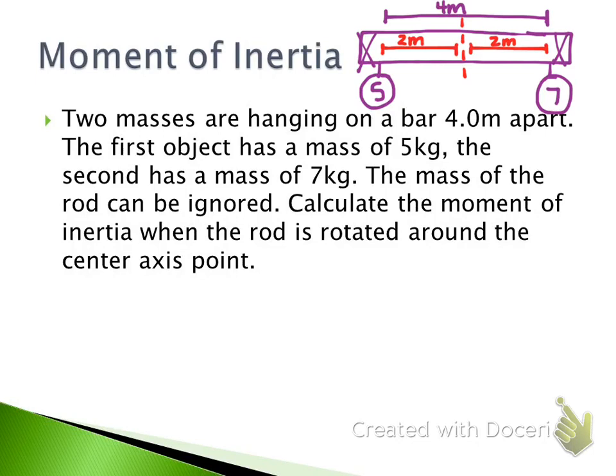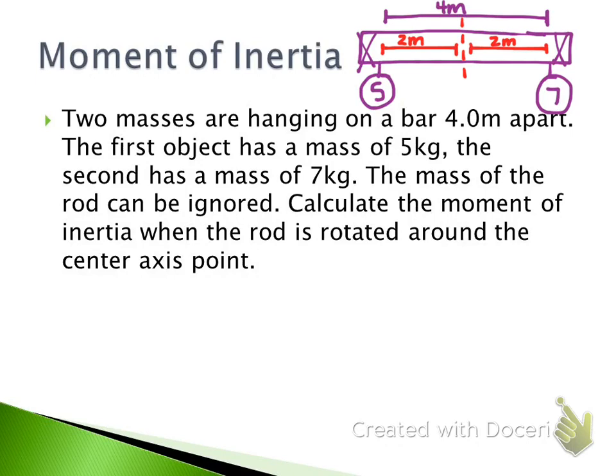Because these two objects don't have equal mass, they're not going to have equal moments of inertia. So we're going to solve them separately and then add those moments of inertia together to get the total of the whole system. If they had equal mass, we could just solve it and multiply it by 2, because it's the same thing. But we have unequal mass, so we're going to do them separately here.